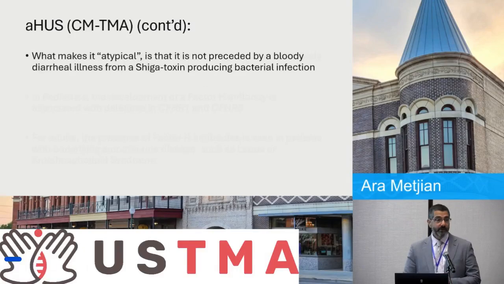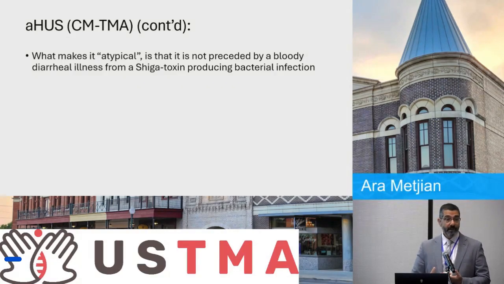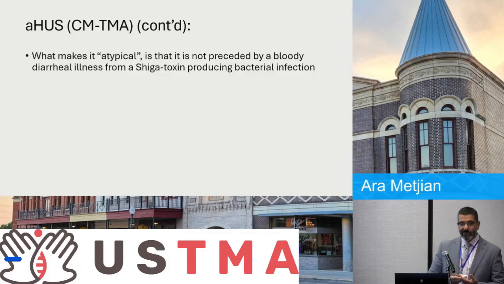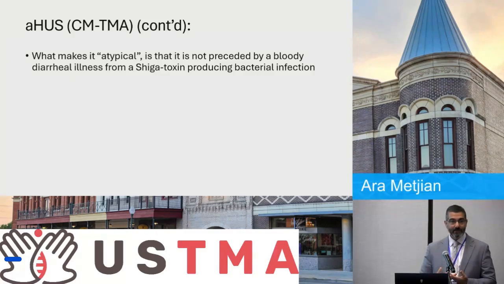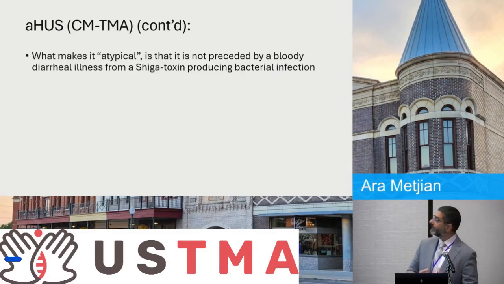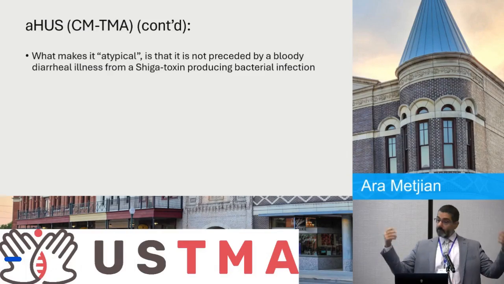Now, where did this atypical come from? HUS, hemolytic uremic syndrome: the classic case, if a patient had read the textbook, they had a hamburger that was contaminated with E. coli O157:H7, right? Jack in the Box. I'm probably dating myself with that. And they developed a bloody diarrhea. At the same time, they had thrombocytopenia, they had the schistocytes, and they had the kidney damage. That was hemolytic uremic syndrome.